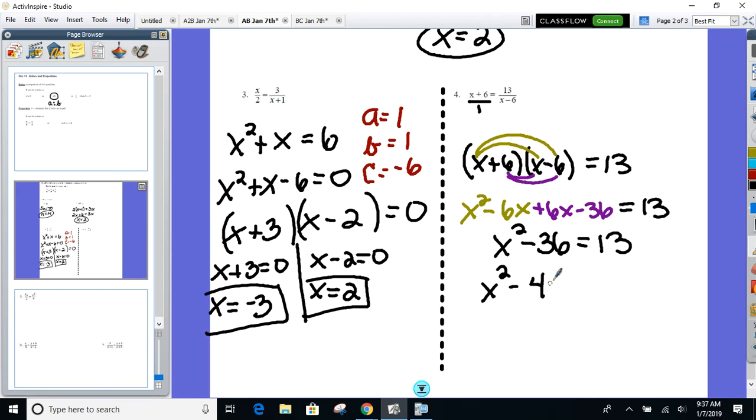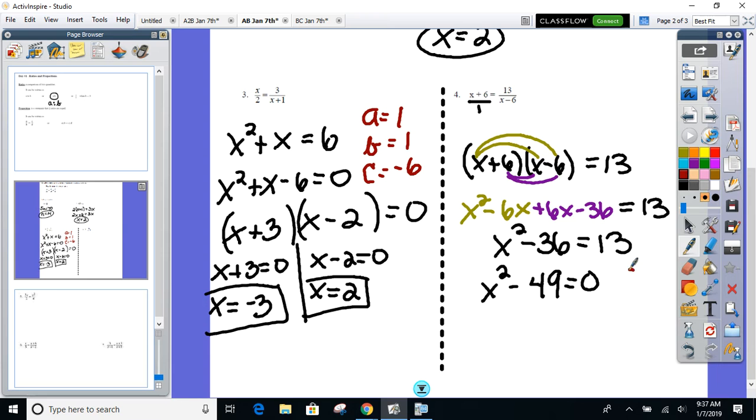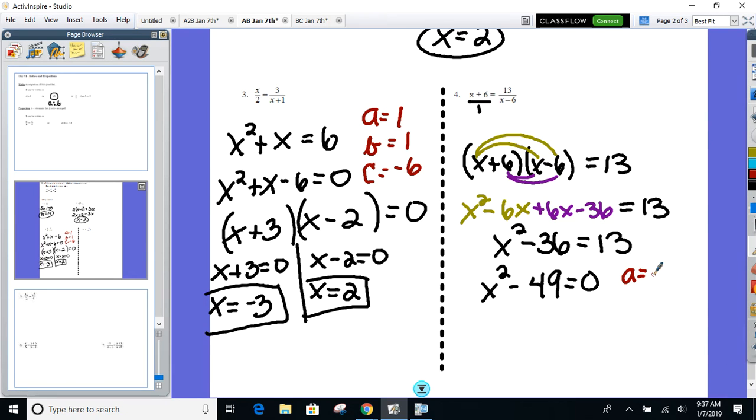Minus 49 equals 0. Ready? What's your A value here? A value still 1. Be careful now. What's your B value? It's not 49. The B value is whatever's with the X. Is there just an X here? No, so we say the B value is 0 if it's not there. And what's your C value?